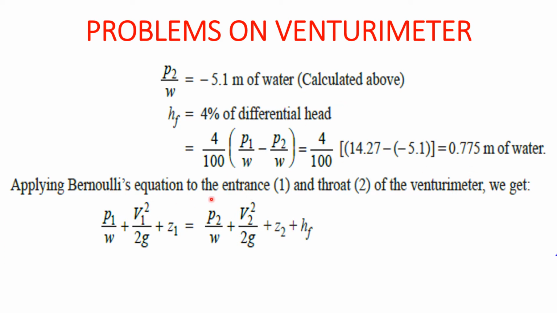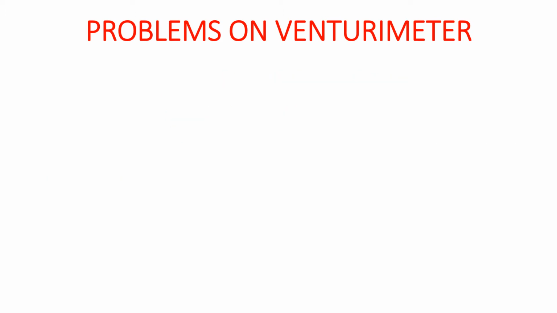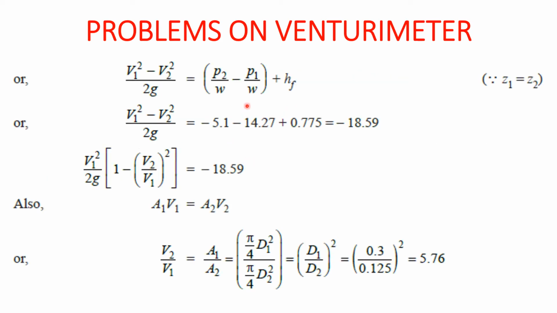Now, applying Bernoulli's equation at the entrance and throat section, we get P1 by W plus V1 square by 2G plus Z1 is equal to P2 by W plus V2 square by 2G plus Z2 plus HF. This HF is nothing but the head loss due to differential head. Now rearranging the above equation. As the venturimeter is horizontal, we have written here Z1 is equal to Z2.